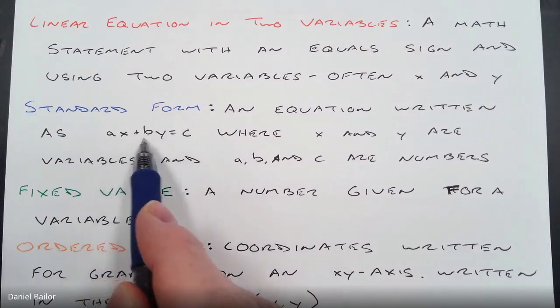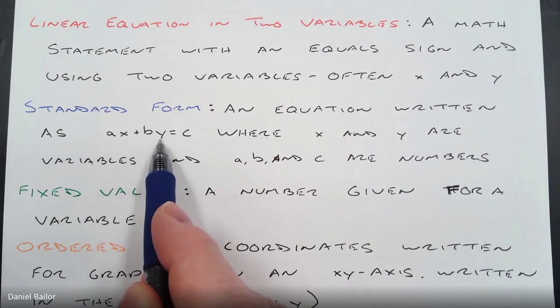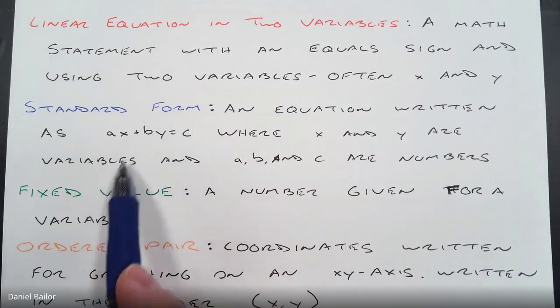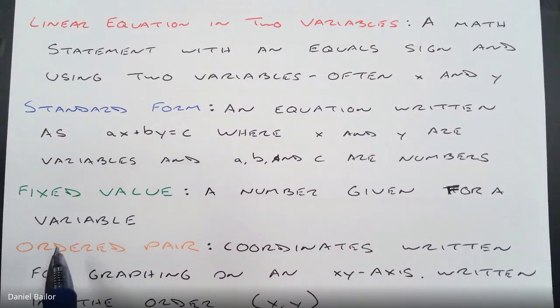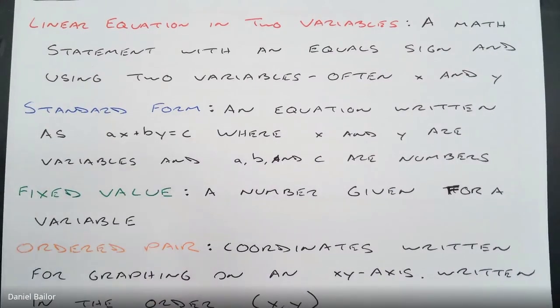We have x and y both on the left. A, B, and C are all numbers. They can be 1, 0, 2, 3, any number you want. But the standard form has both variables on the left side. That is standard form. And we're going to be writing equations in standard form today.